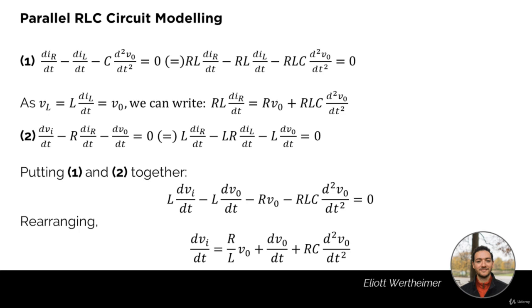All you have to do is plug in the numbers and you will find the rate of change of the voltage Vi with respect to time. So the rate of change of the voltage at the source.